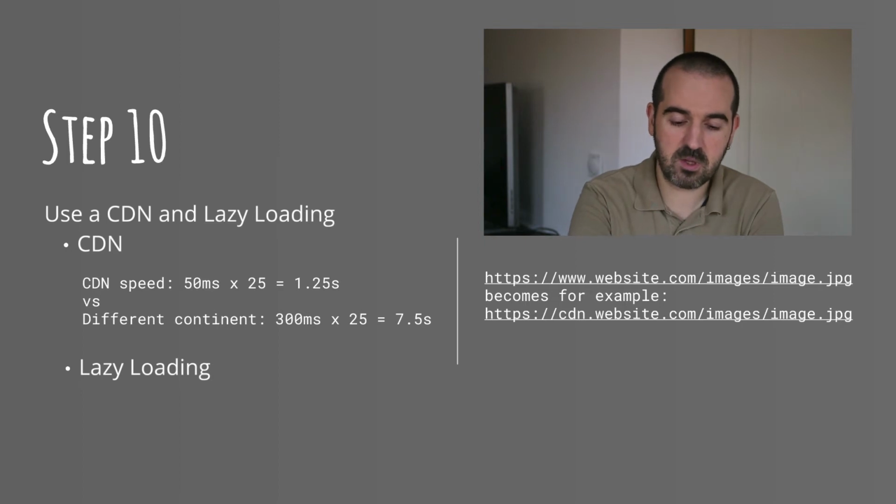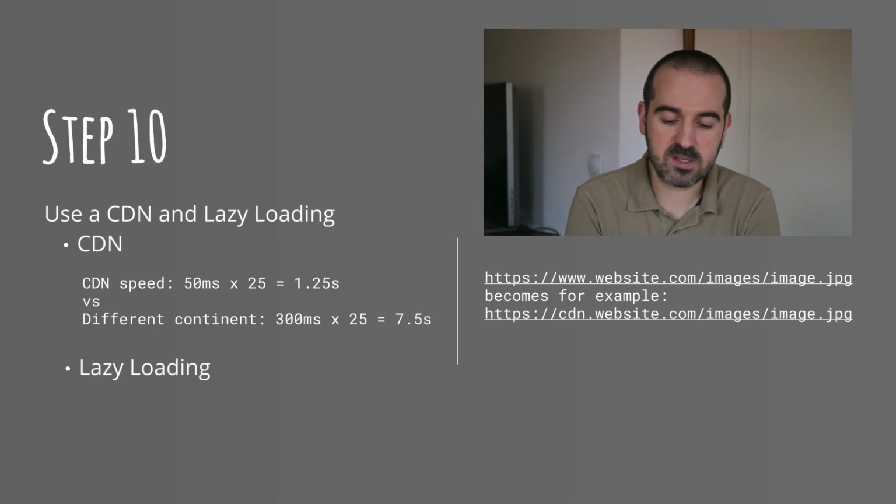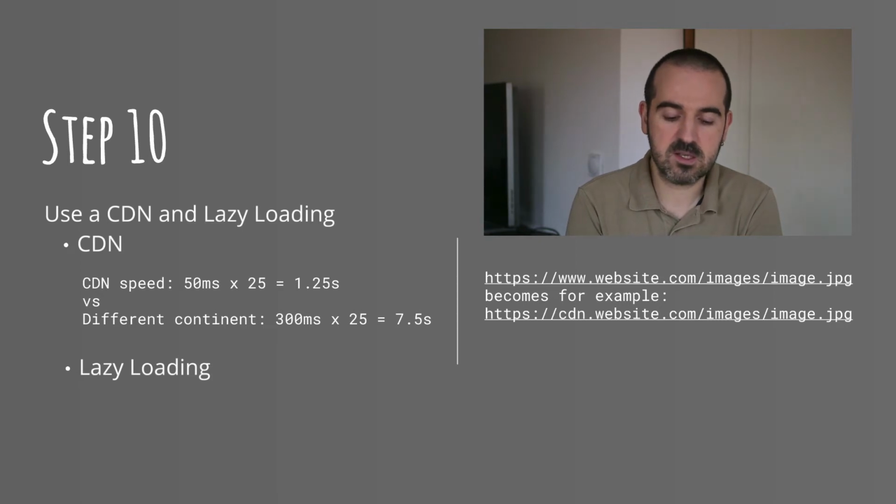So the maths is simple. If CDN speed is the following: 50 milliseconds by 25 requests, that equals 1 second and 250 milliseconds, 1.25 seconds, versus serving a file off of another continent from your web server. In that case, the lag could be 300 milliseconds multiplied by 25. It can end up with 7.5 seconds. So it's 1.25 seconds versus 7.5 seconds. And I hope you're getting my point now.